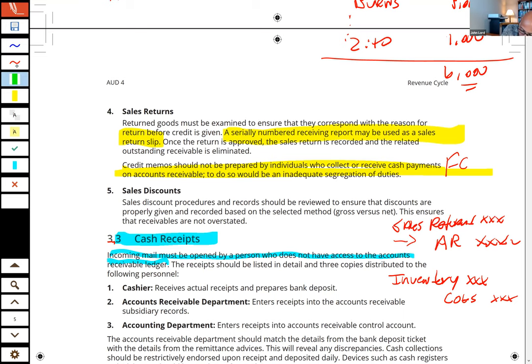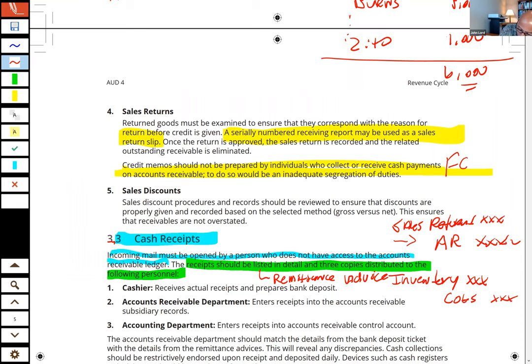Now, when they say that they should be listed in detail in three copies distributed to the following personnel, this listing is called a remittance advice. We call this a remittance advice, okay?